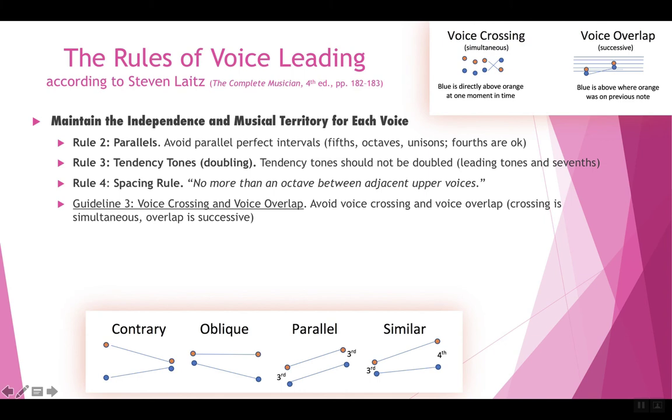In this case, it's trickier, so I put in some lines here in a musical staff. Here the alto is always above the tenor, but the tenor is going above where the alto was on the previous note. So the idea there is you lose track of one of the voices. So this is successive, and it's only the exact next note.